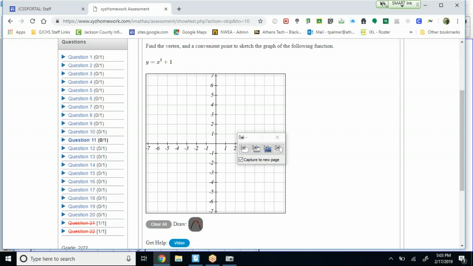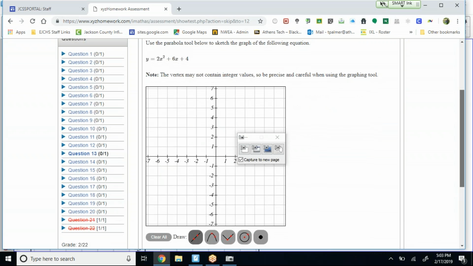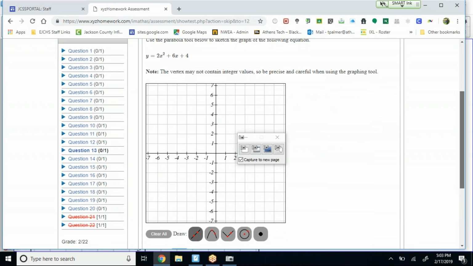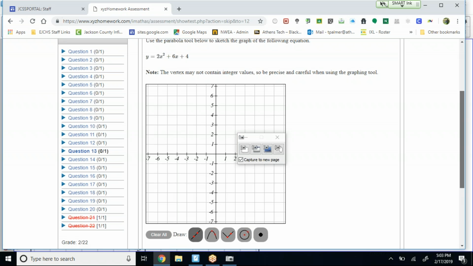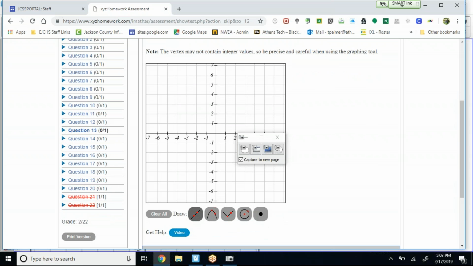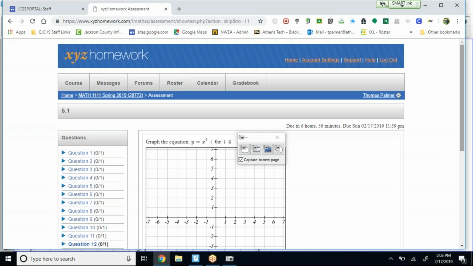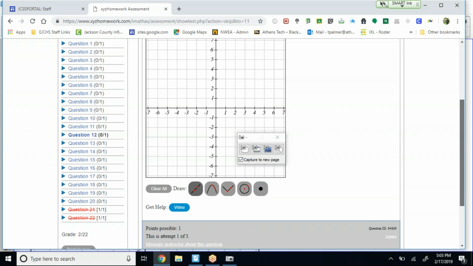13. I actually had trouble with 12 and 13, but I guess if it's all kind of the same thing, then I'll just work it out later. It is. It looks to be fine. The vertex may not contain integers, so be precise and be careful when using the graphing. 12 and 13, you said? Yeah, that's all you're doing.